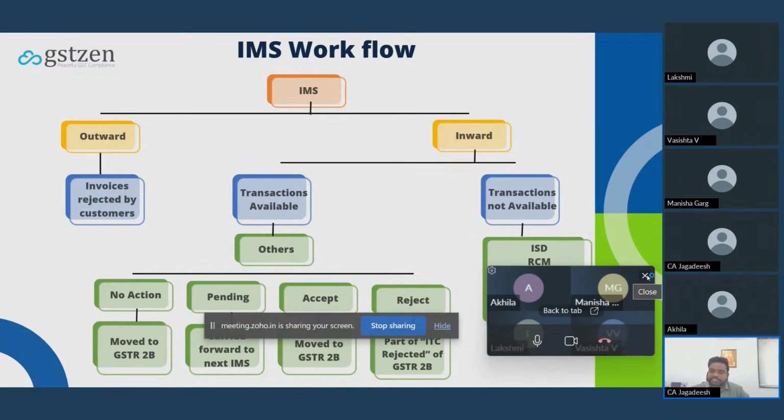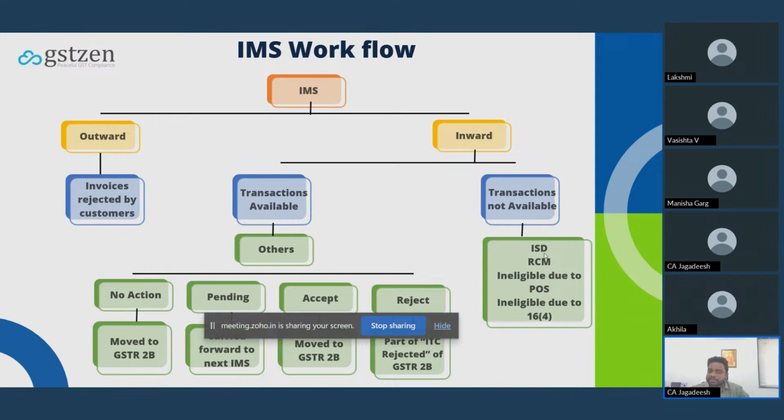So what are all the transactions not available? In case of ISD, if my supplier is transferring any ITC through ISD, all those invoices will not pass through this IMS, and RCM, which we already discussed. Ineligible ones will also go directly to my GSTR 2B and sit in the ineligible bucket, including those ineligible due to section 16 subsection 4. As per section 16 subsection 4, the time limit to avail ITC is 30th November of the subsequent period.